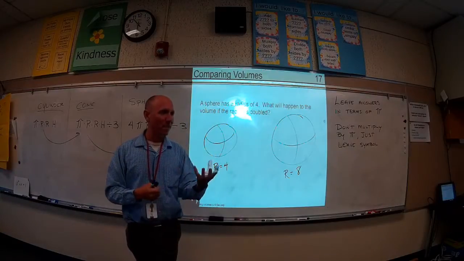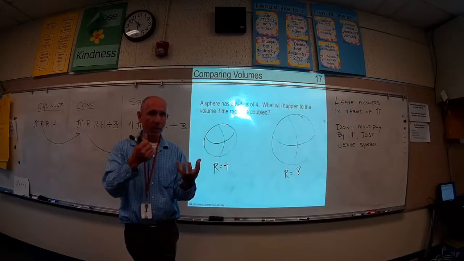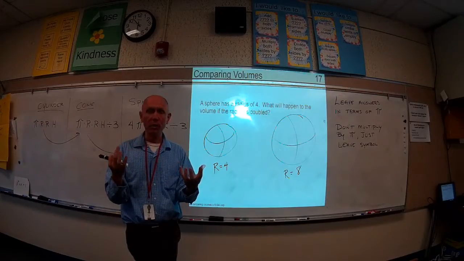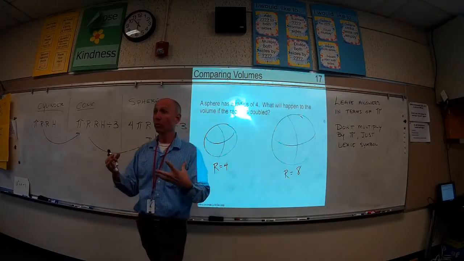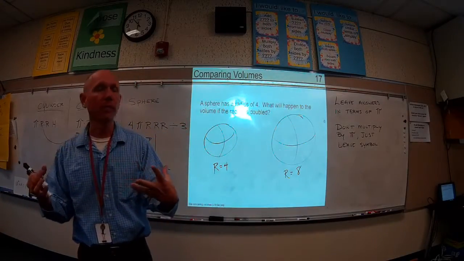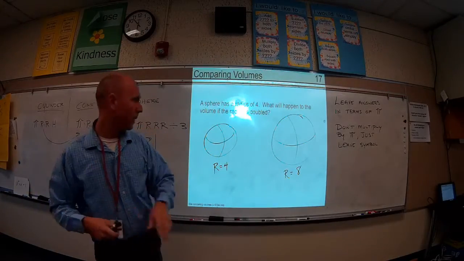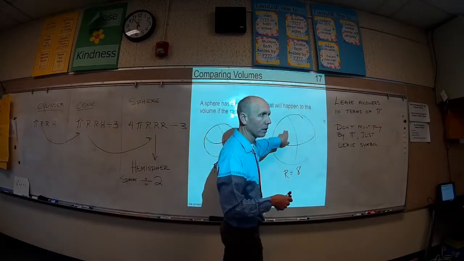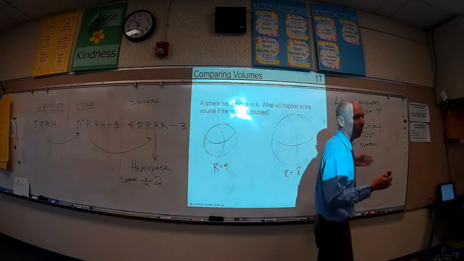If a baseball was hollow and a basketball was hollow, which one would hold more water? Basketball. So this guy is bigger. It's going to hold more. It has a larger volume. Who thinks it's going to be twice as big? So if this was 100 pi, this would be... Well, let's figure it out.